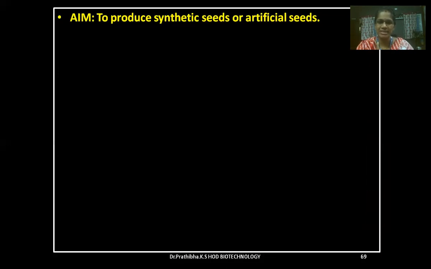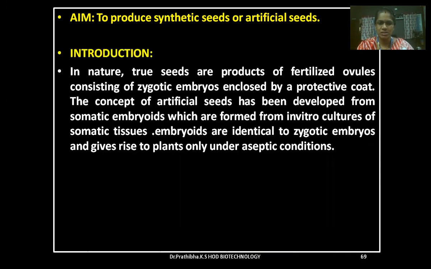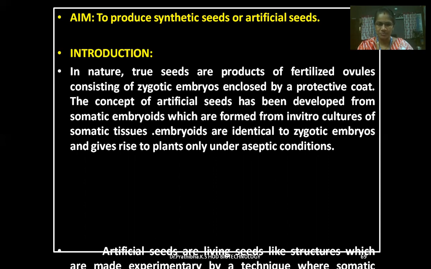To produce synthetic seeds or artificial seeds. In nature, true seeds are products of fertilized ovules consisting of zygotic embryos enclosed by a protective coat. The concept of artificial seeds has been developed from somatic embryos, which are formed from in vitro cultures of somatic tissues. Somatic tissues mean the tissues which are regenerated through the somatic cells or somatic part of the plant. Embryos are identical to zygotic embryos and give rise to plants only under aseptic conditions.